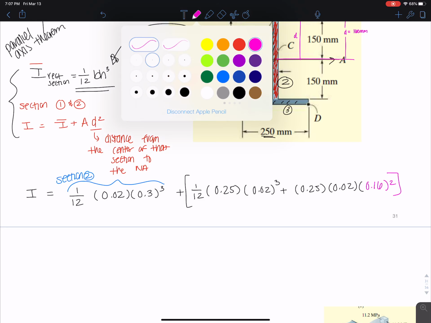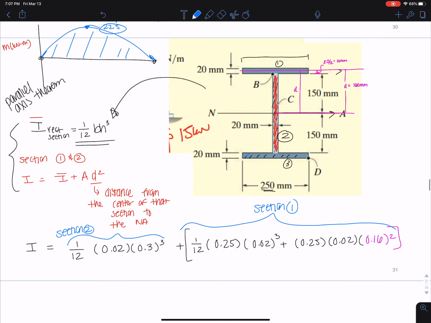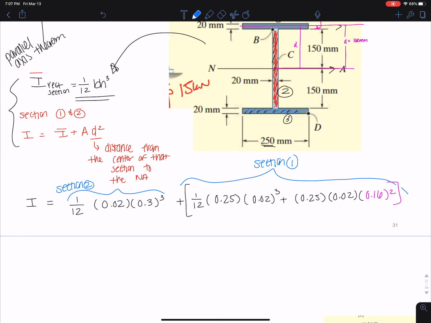Okay, and this is all for section 1. But you can see it's symmetric, and section 2 is going to have the same area and the same D, so all I have to do is multiply this by 2. And that's for section 1 and 3. And that whole long formula is my moment of inertia. If I solve all of this, I get 301.3 times 10 to the negative 6 meters to the 4th.